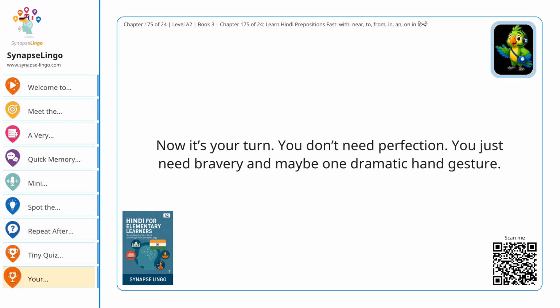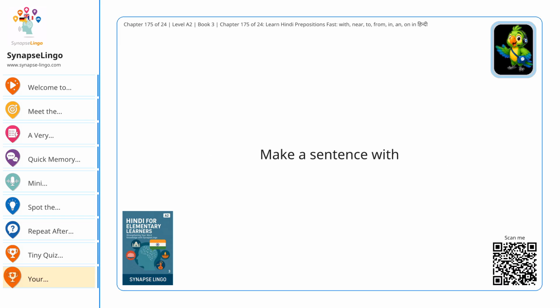Your challenge for today. Now it's your turn. You don't need perfection. You just need bravery and maybe one dramatic hand gesture. Make a sentence with के साथ, for example, I went with my friend. Make a sentence with पास, for example, the bank is near the station. Make a sentence with को, for example, give this to me. Make a sentence with से, for example, I am coming from school. Make a sentence with में, for example, the milk is in the glass. Make a sentence with एक, for example, she is an artist. Make a sentence with पर, for example, the book is on the table.